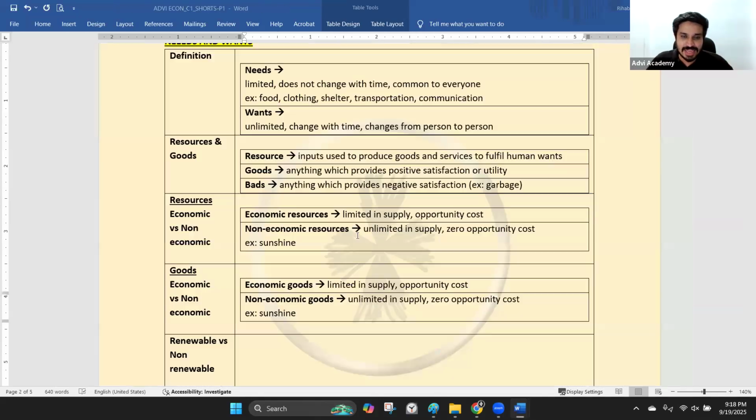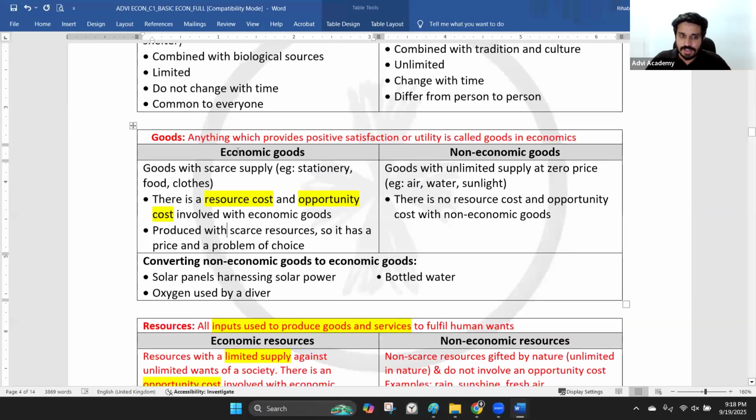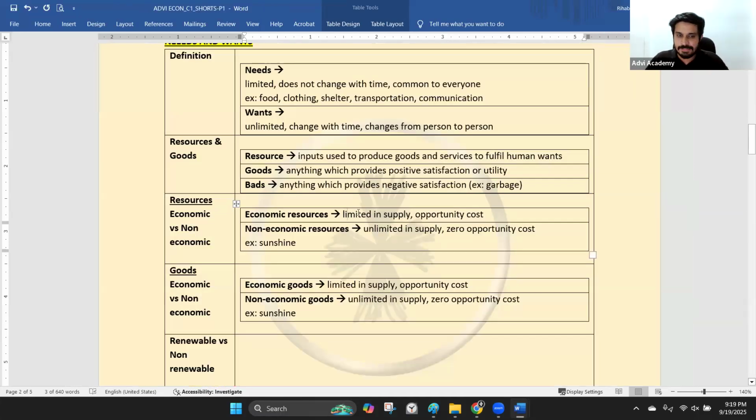So economic goods have the same thing: limited in supply, opportunity cost. But primarily two things we want you to remember. One is resource cost, the other one is opportunity cost. If economic goods have to have two things, you can say limited in supply as well. So limited in supply, but there has to be a resource cost and there has to be an opportunity cost. Resource cost, because we are using resources to make this bottle. We use sand to make glass.